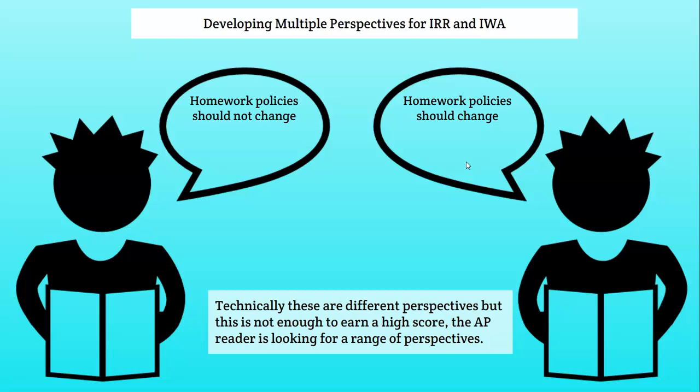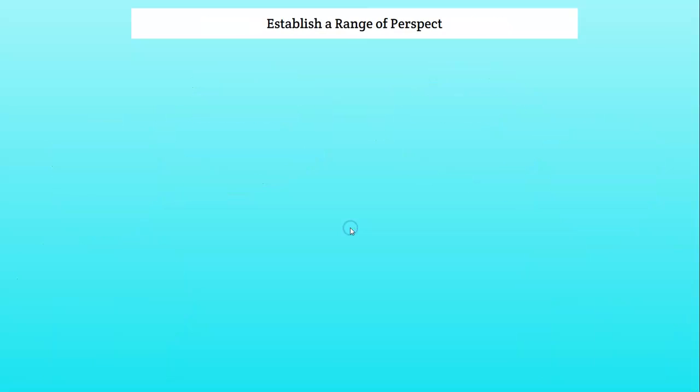The AP reader is looking for a range of perspectives. So if all of my sources or all of my experts simply build on this idea that homework should not change or homework should change without explaining various arguments for each of those positions, I'm blocked. I can't get a higher score on that row of the rubric. So how do I take this basic structure of us versus them, or pro versus con, and elevate it to a range of perspectives? Looking at the exact same topic, let's see how a student could elevate those.